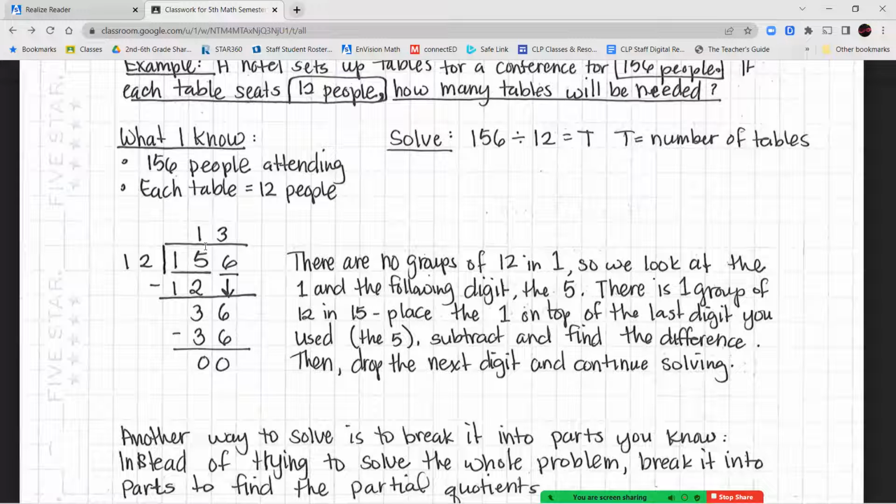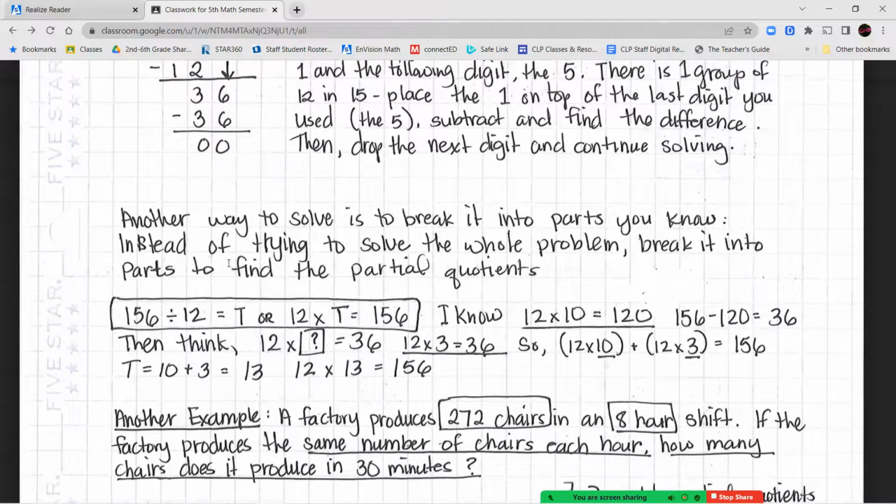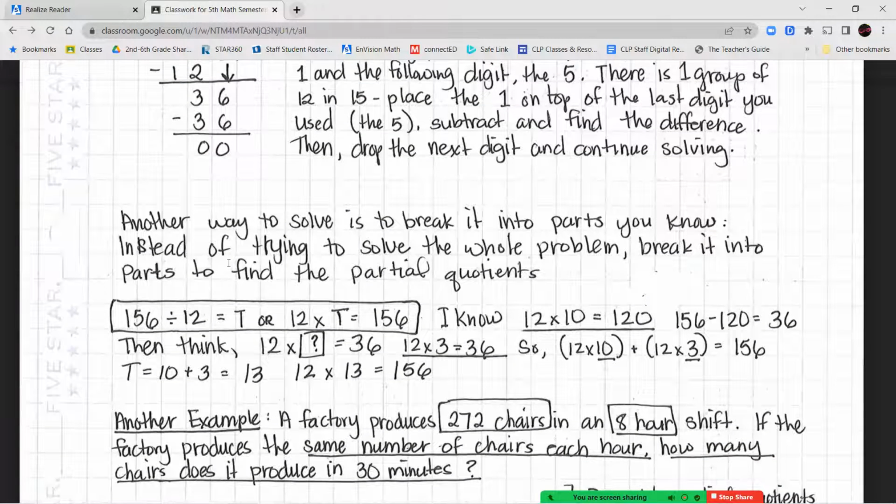So 12 times 13 will give us our total of 156 people. So we would need 13 tables in order to seat all 156 people at this conference. Now, another way you could have done this is to break it into parts. So 156 divided by 12 equals t, or 12 times t equals 156.